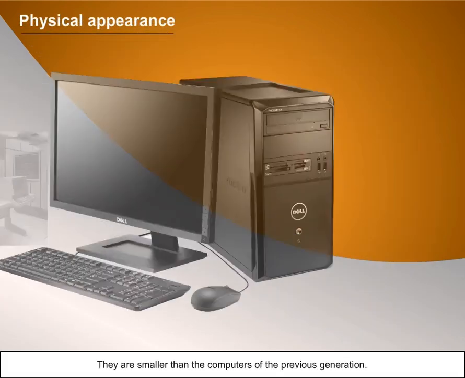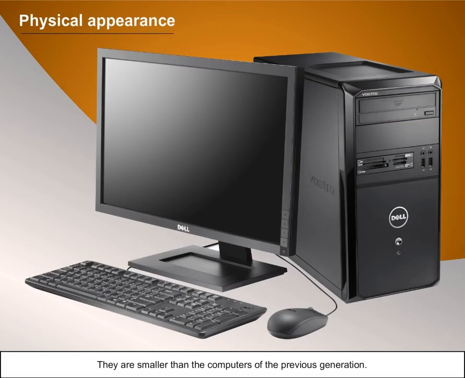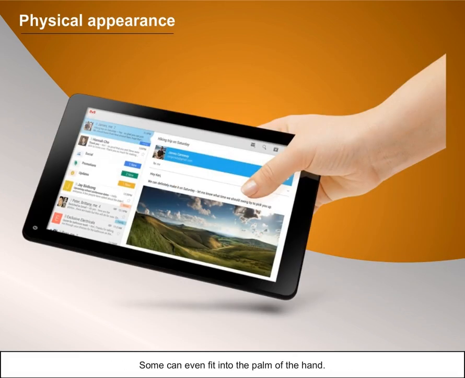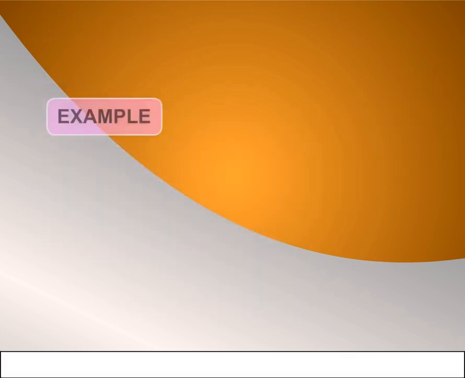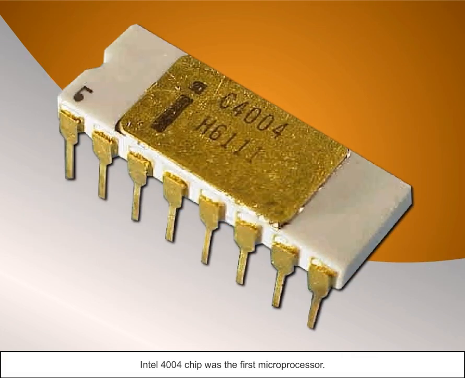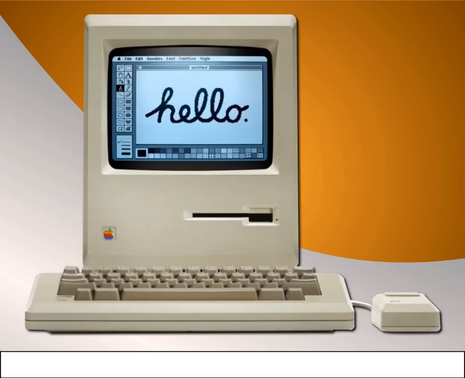Physical appearance. They are smaller than the computers of the previous generation. Some can even fit into the palm of the hand. Examples: Intel 4004 chip was the first microprocessor. In 1984, Apple introduced the Macintosh.